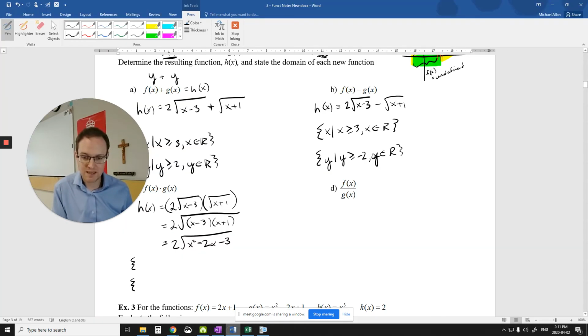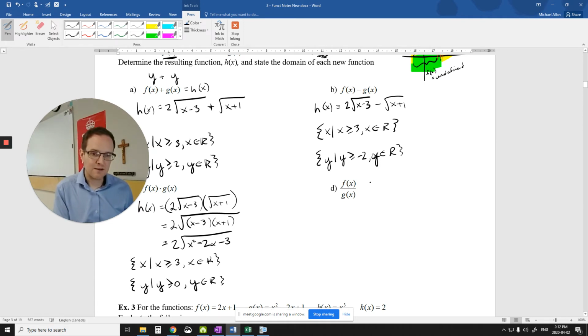Again, you're multiplying things, and if it's undefined like it was before, undefined times something else is still undefined. So my x is going to have to be greater than or equal to 3 again. But because I'm multiplying it here, my range is going to be greater than or equal to 0, rather than adding. Okay. Here we're going to divide, so we're going to add some restrictions here by doing that.